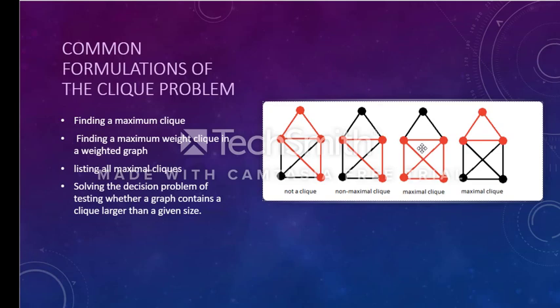The third one has a clique, and that clique is maximal. This means that we can't add any further vertex to it. Also, we have another maximal clique for the last figure.